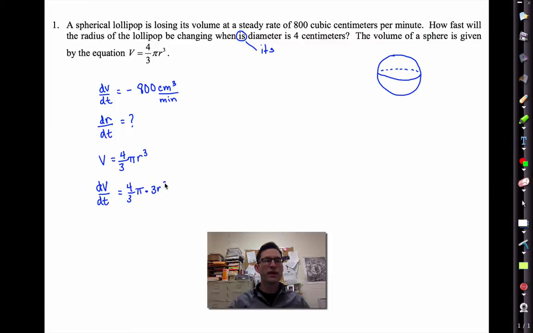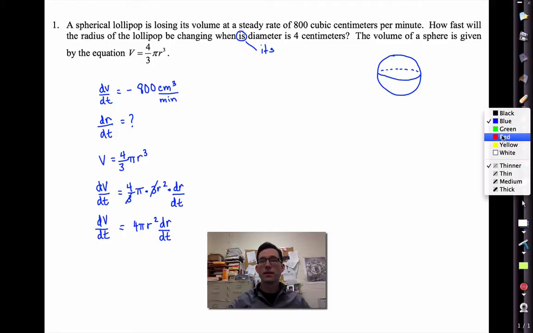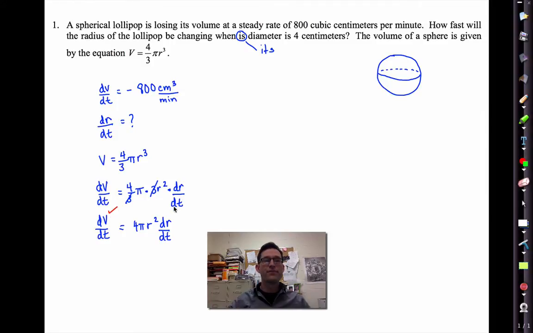In fact, we get a nice simplification that happens. The derivative of r cubed is 3r squared times, of course, our rate, dr/dt. And one thing that we can cancel are these 3's if we so choose, and we'll get 4 pi r squared times dr/dt. And that equals dV/dt. Now keep in mind that we know this, right? We're looking for this.